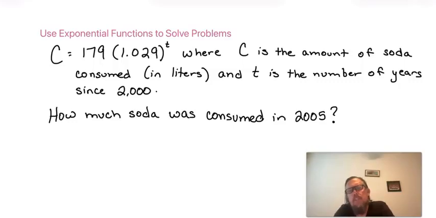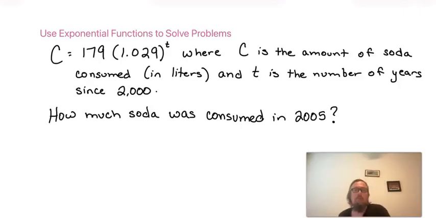C equals 179 times 1.029 to the power of t, where C is the amount of soda consumed in liters and t is the number of years since 2000. How much soda was consumed in 2005? So this problem is an exponential growth problem.